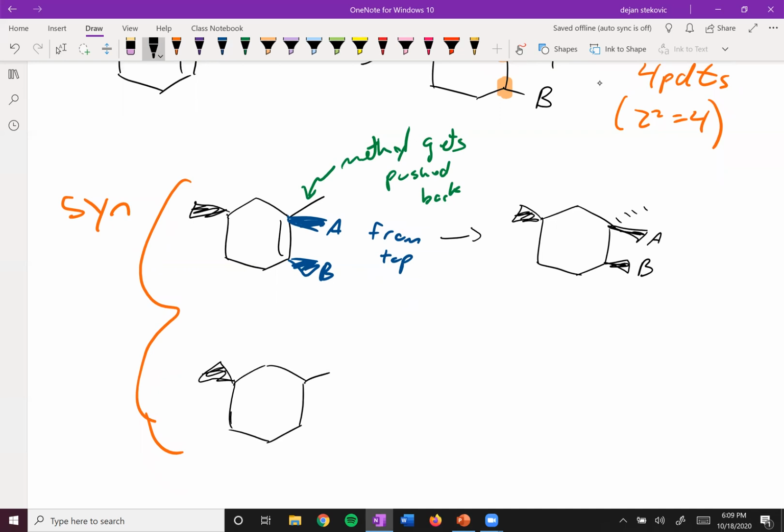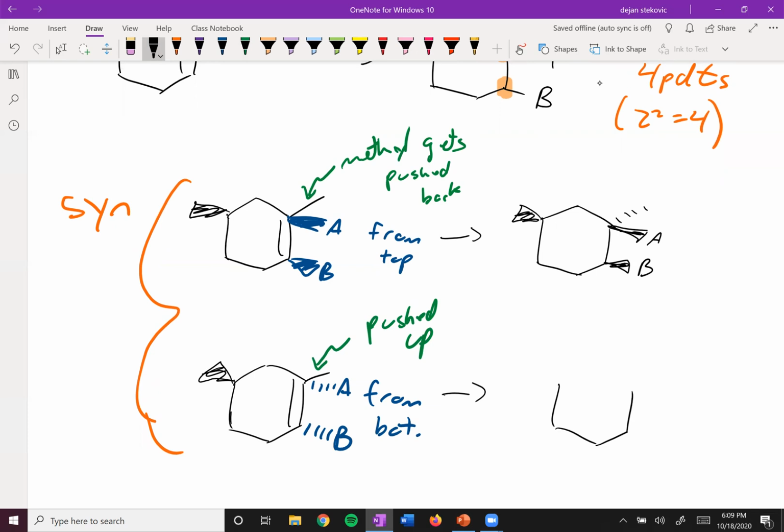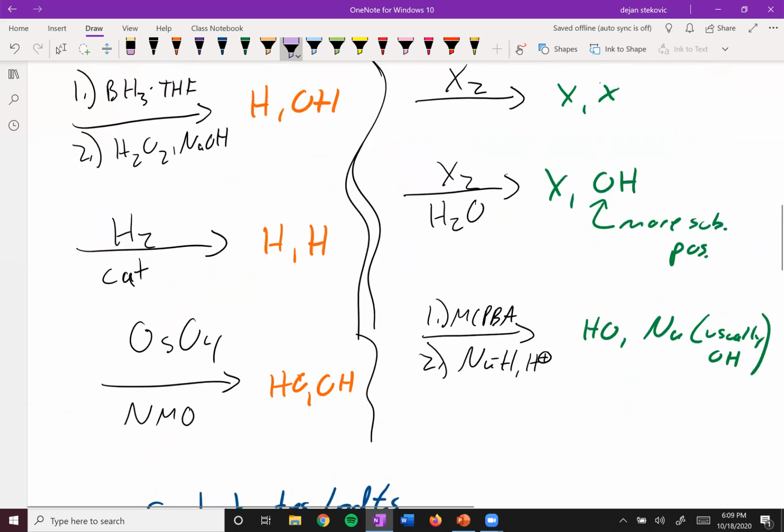The other option is to have them add from the bottom. If they add from the bottom, they're both going to be dashes. And if you think about what's going to happen to this methyl, it's going to get pushed up and out of the board. Once we add these things across, we'll get this. But in either product, you see that we've added them syn to one another, right? And so that's this whole set of reactions right here.